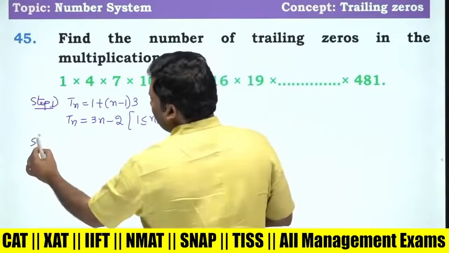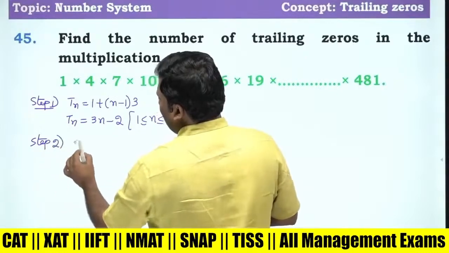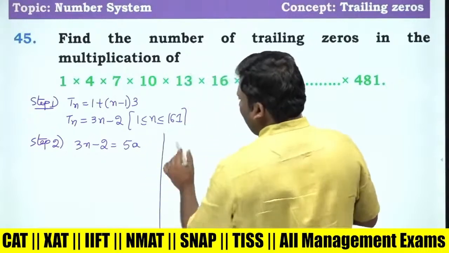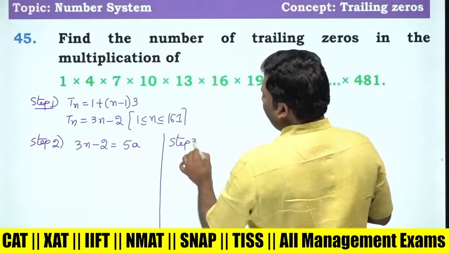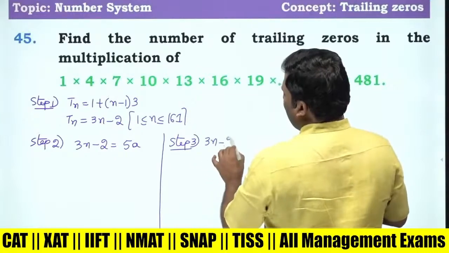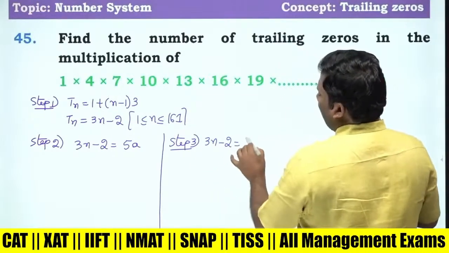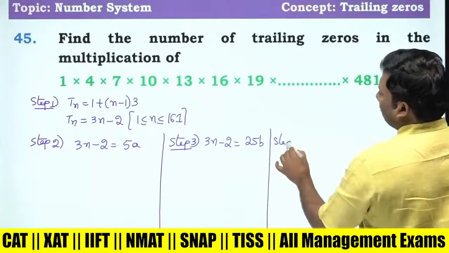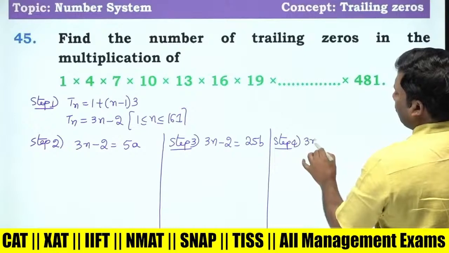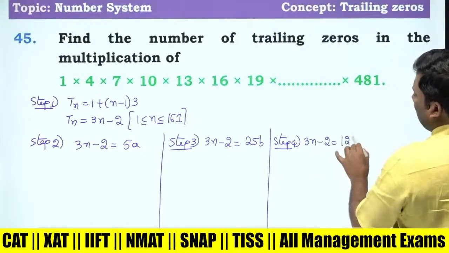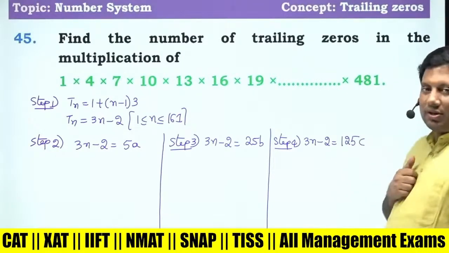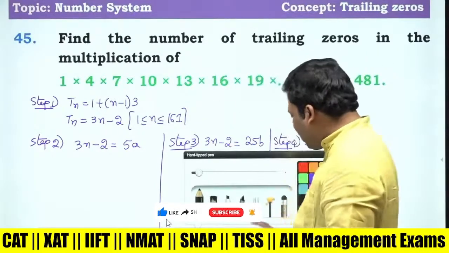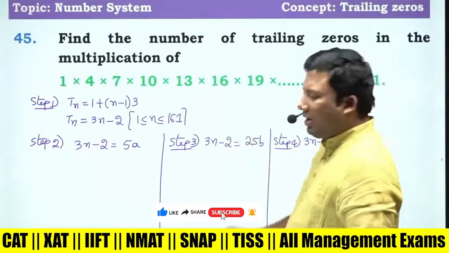Step number 2. 3n minus 2 is equivalent to 5a. From here I will get one answer. Step number 3. 3n minus 2 equivalent to 5 square, 25b. I will get one more answer. Step number 4. 3n minus 2 equivalent to 125c. I will get one more answer. Next 5 power 4, 625. That is exceeding the upper limit. Just once you understand the flow chart, it is very easy.